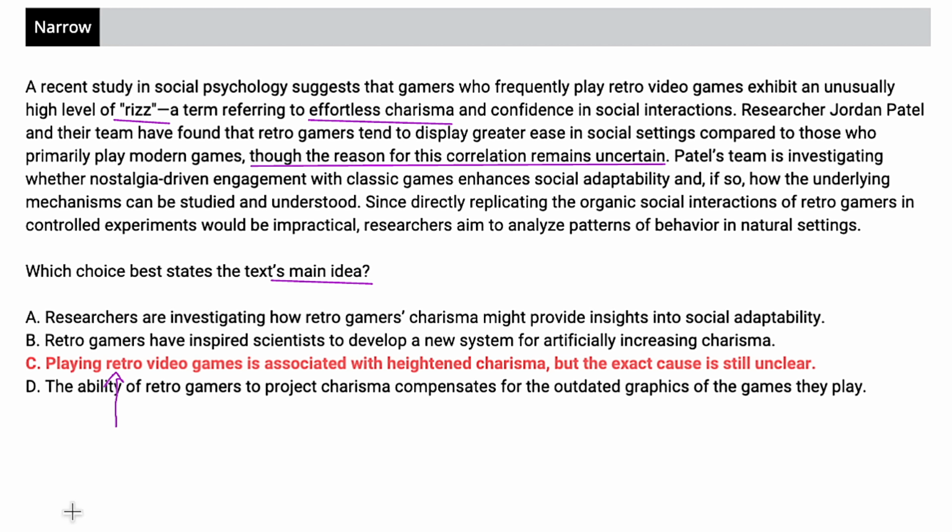So that is true, but it is not our answer because it's not the main idea. It is a detail. So basically, these too narrow distractor answers are going to be a detail when you're looking for a big picture answer. And for those of you keeping score at home, the actual answer is going to be choice A, that they're investigating how retro gamers' charisma might provide insights into social adaptability.